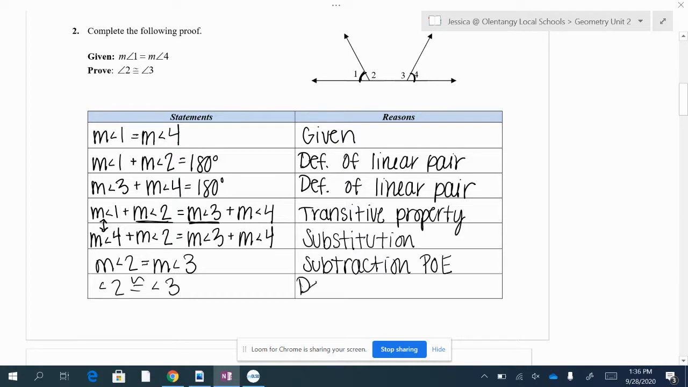and that is the definition of congruence, because I know if their measurements are equal, if they have the same degree measure, then the angles are congruent. Okay, so that one was a little harder because we are filling it all in. You will have to do some of those, not very many, but I might have you complete some proofs all by yourself.